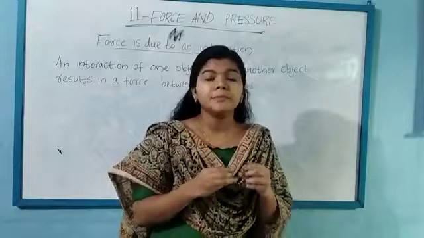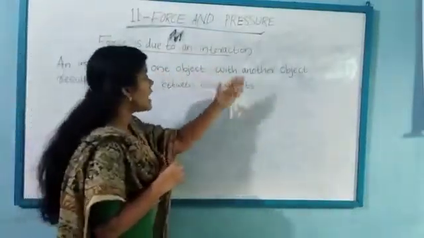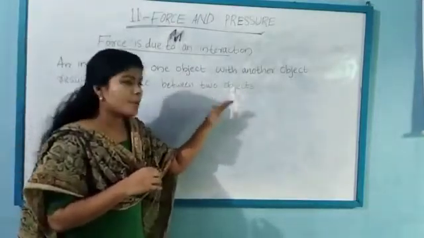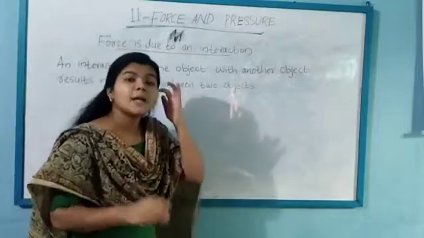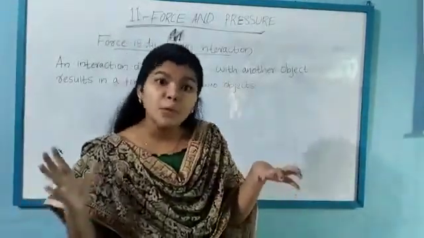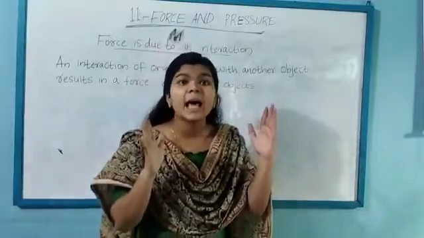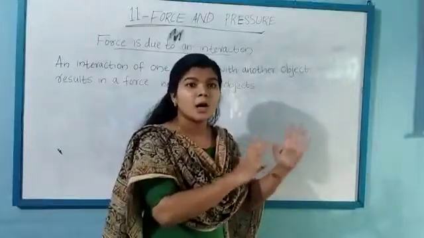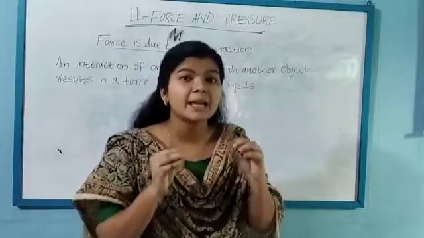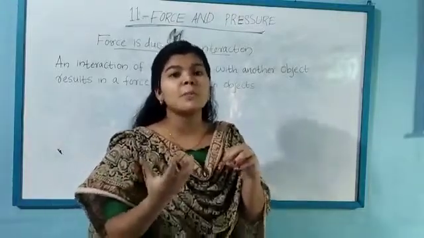There should be an interaction between two bodies. There is an interaction of one object with another object that results in a force between the two objects. You are shouting at the car and it didn't move, but when you are pushing the car, there is an interaction between your hand and the car. As a result, the car moves. So interaction is very important. There should be an interaction between two objects for the force to come into play.